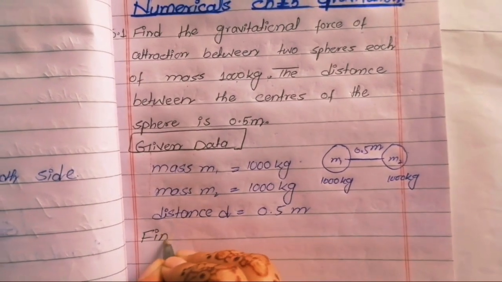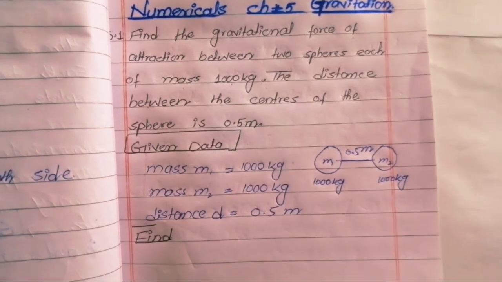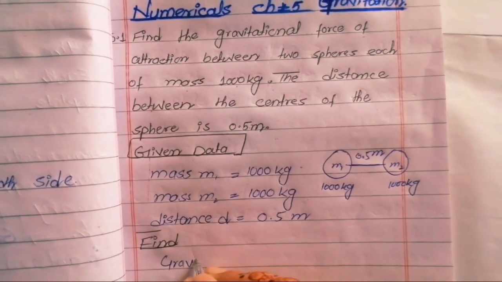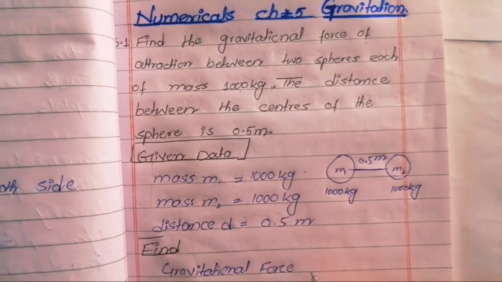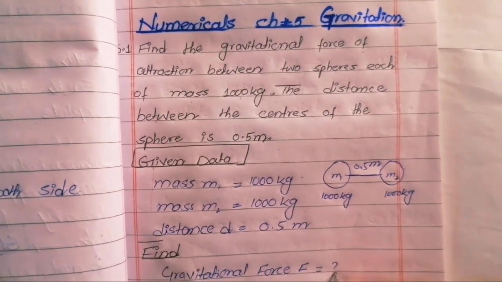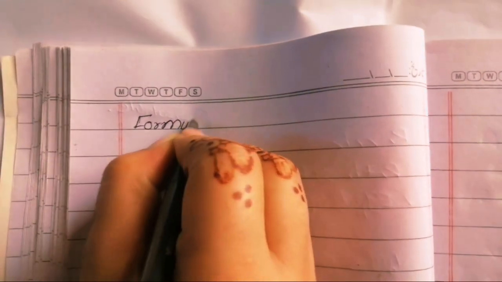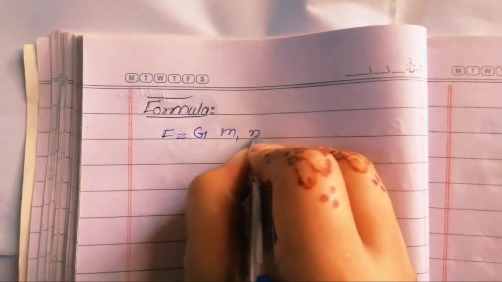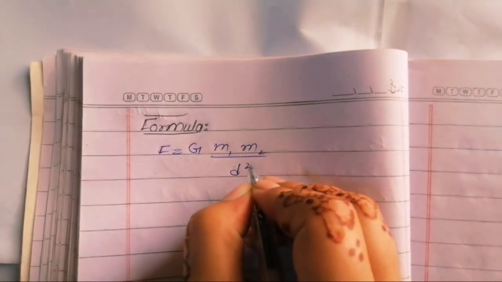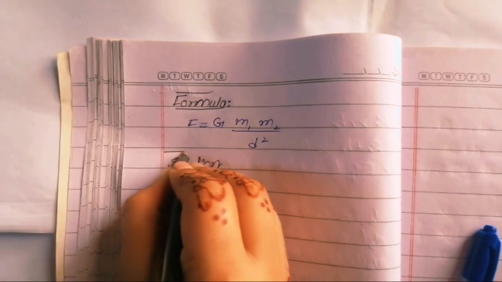We have to find the gravitational force between the two spheres. Gravitational force F we have to find. To find the gravitational force between two spheres, we'll use the formula F is equal to capital G M1 M2 over D squared. Now we will put the values and start the solution.